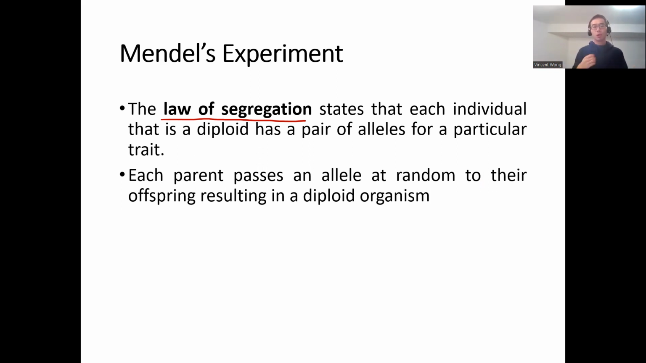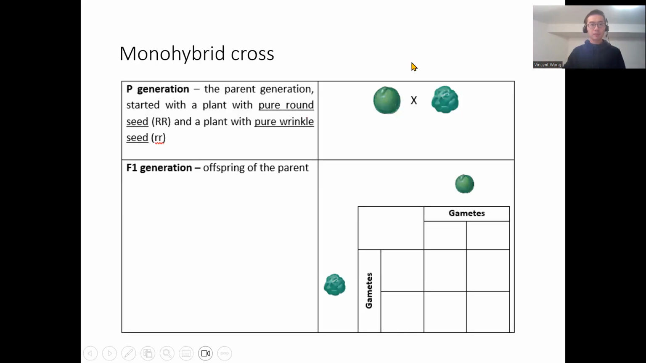So the law of segregation just means you have two sets of chromosomes, but you can only give one to your kids. We know that already, because in meiosis, you produce gametes that are haploid. Right? You reduce your genetic material by half. Okay. So here we're going to be solving problems called monohybrid crosses. We're going to do that together.